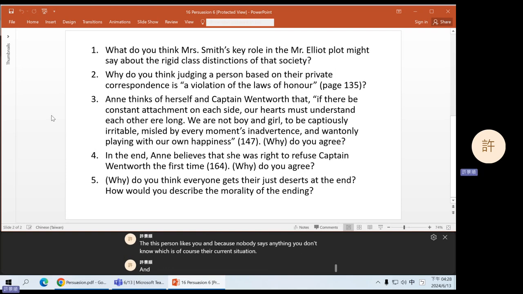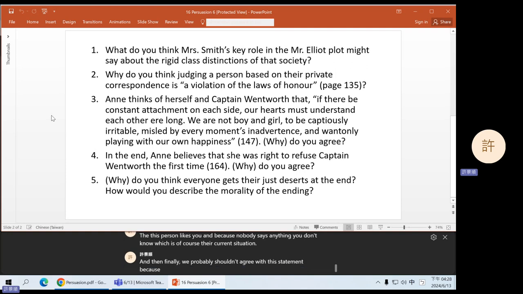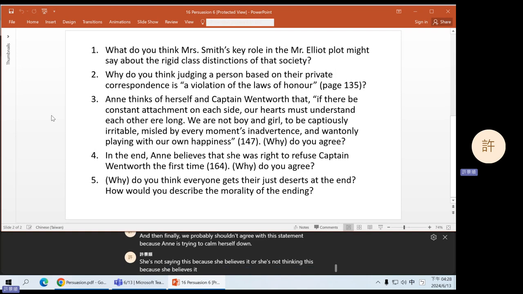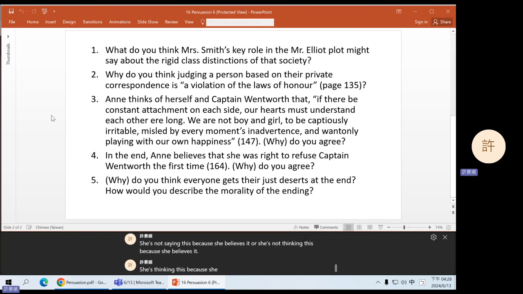And then finally, we probably shouldn't agree with this statement because Anne is trying to calm herself down. She's not thinking this because she believes it. She's thinking this because she wants to believe it. So it's not likely to be true. It's likely to be good if true. So is it true? Maybe, maybe not. Not very convincing.